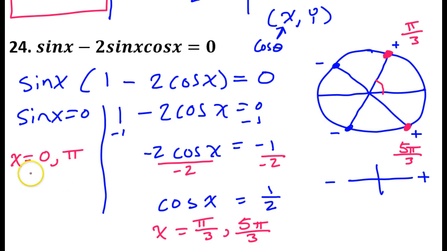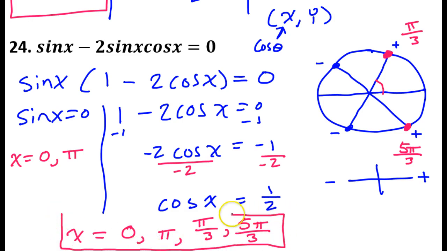Okay, so maybe I can bring these down and just make one complete list, put it all together. So I've got 0, pi, pi over 3, and 5 pi over 3. So these are the four solutions to the equation. Alright, and we are at 22 minutes, so that's plenty long enough for this video.